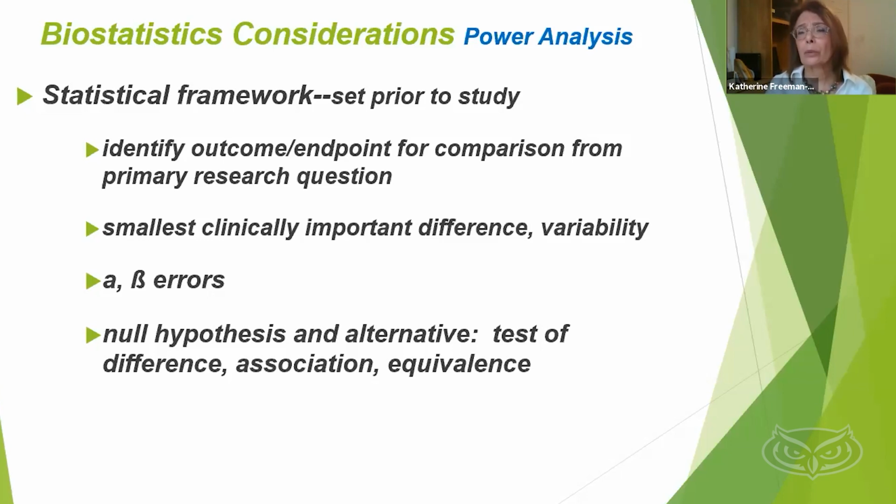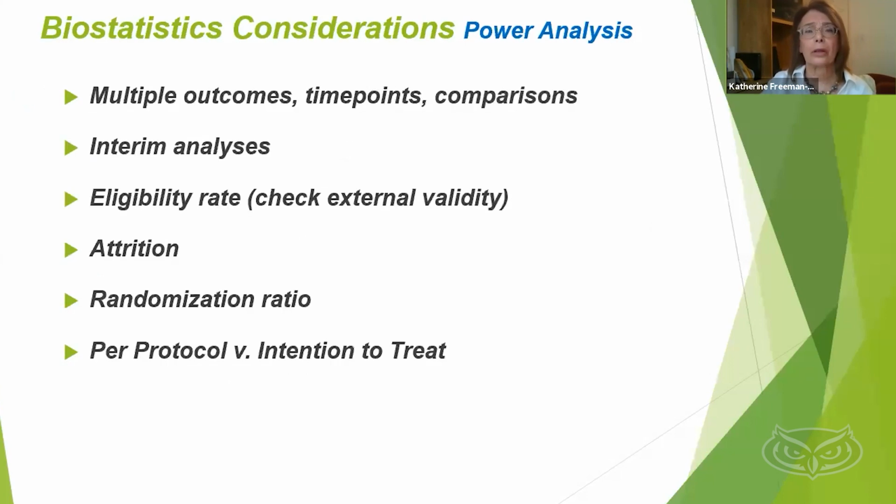And then the framework, which involves what chance you want to make the wrong decision in terms of saying that the new treatment is better than the old one and being wrong, or concluding that the new treatment isn't any better than standard of care or the old treatment. You could be wrong in making either of those decisions. So you would specify those initially. Certainly sample size increases with multiple outcomes, multiple comparisons, and multiple time points that you're looking at.